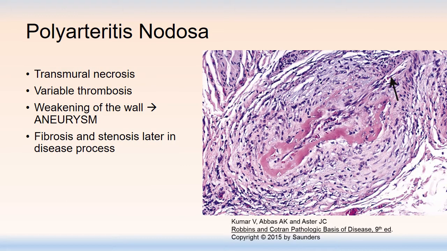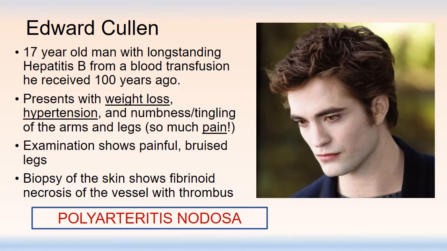This is an image of what you might see in polyarteritis nodosa, this transmural inflammation of the vessel wall. This hyper pink appearance does indicate that there is some necrosis as well. And as these walls weaken, aneurysms can occur. So poor Edward Cullen, he does have a biopsy performed and it shows fibrinoid necrosis of the vessel with thrombus formation. So he does have polyarteritis nodosa.